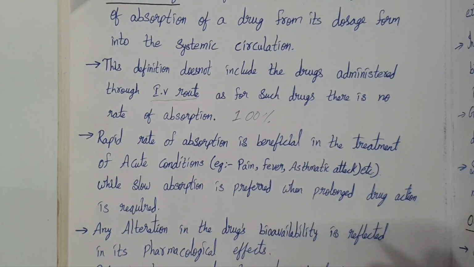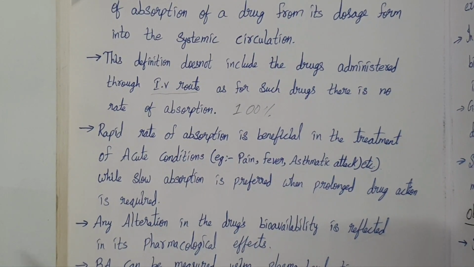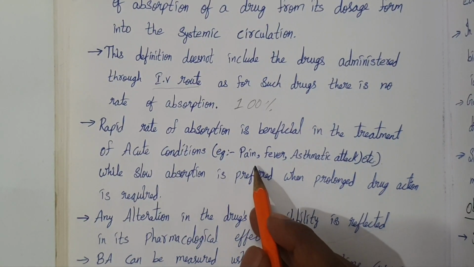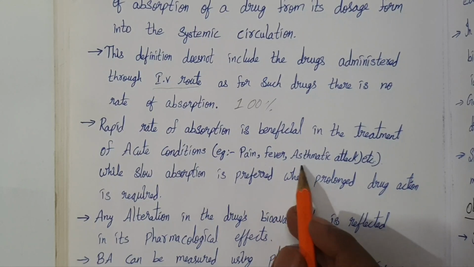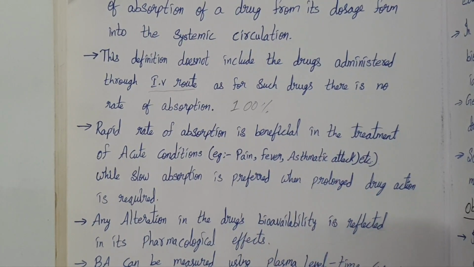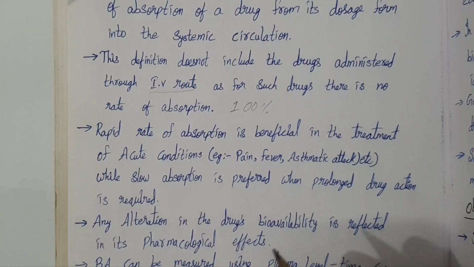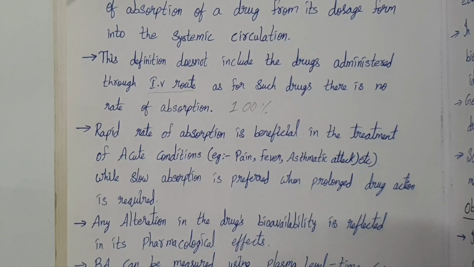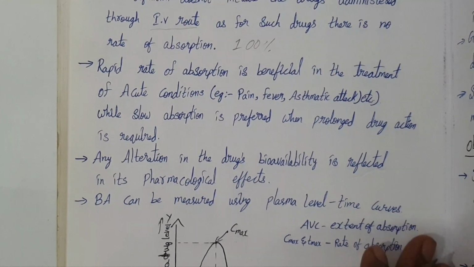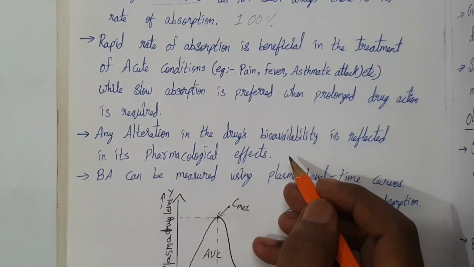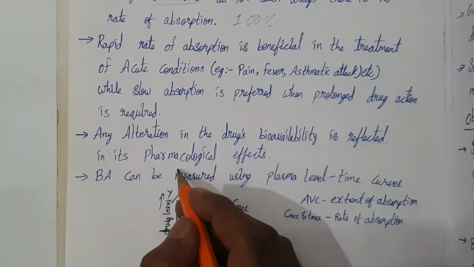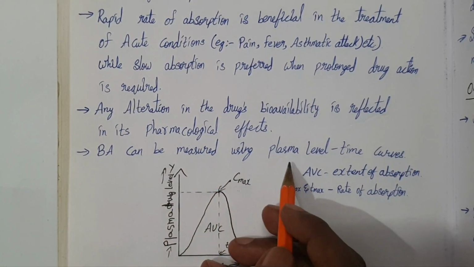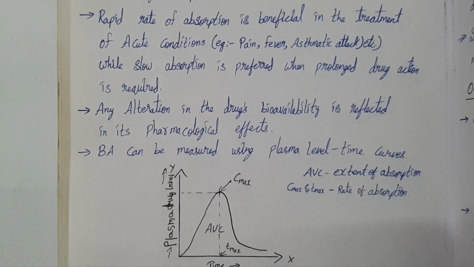But why is bioavailability important? A fast rate of absorption is helpful in acute conditions such as pain, fever, or asthmatic attack. On the other hand, slow and steady, sustained absorption is better for long-term therapy. Any changes in bioavailability affect the drug's pharmacological effect. So the bioavailability can be measured using plasma time curves.